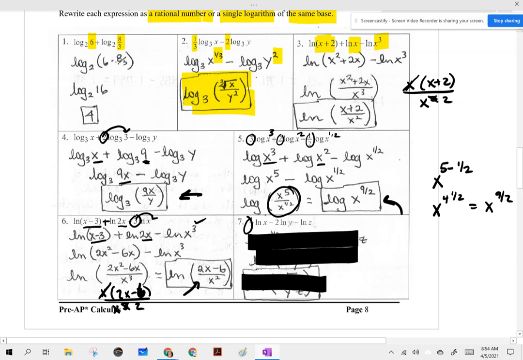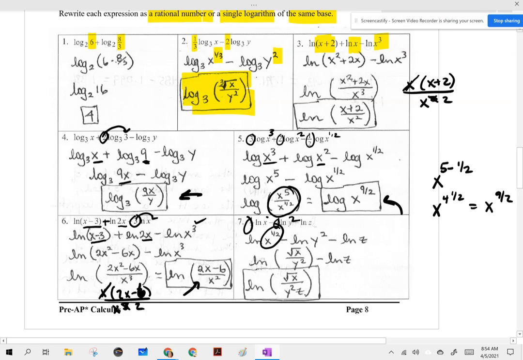That 1/2 is a power. The 2 is a power. Remember, we are taking this. There's no multiplication, so it's over ln y squared minus ln z. You can do it one at a time, but you also know that it's a quotient. Ln z is going to be on the bottom, and so you could write it like that.